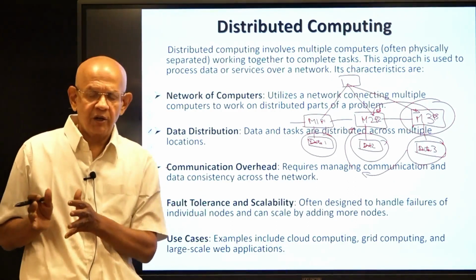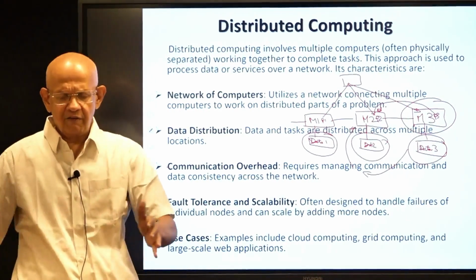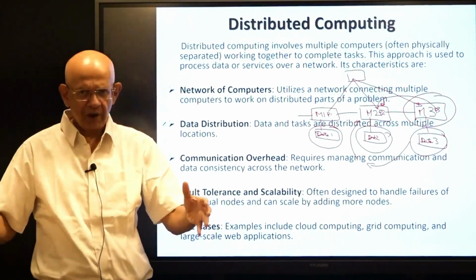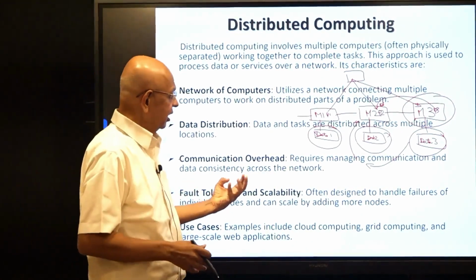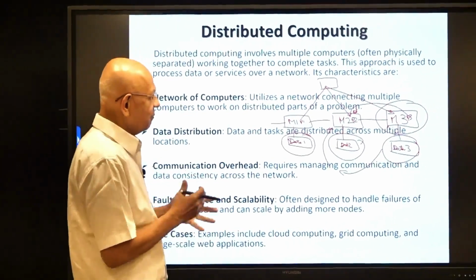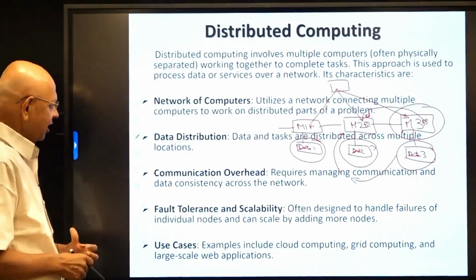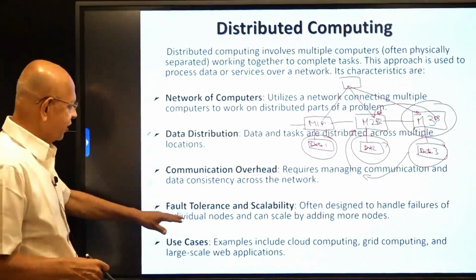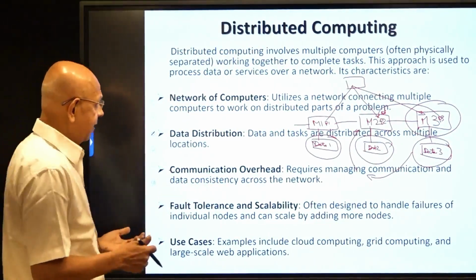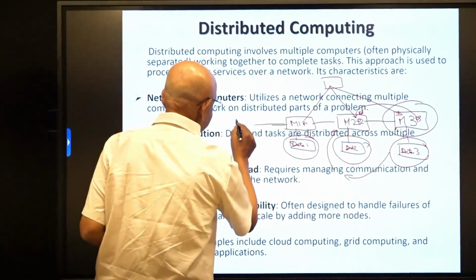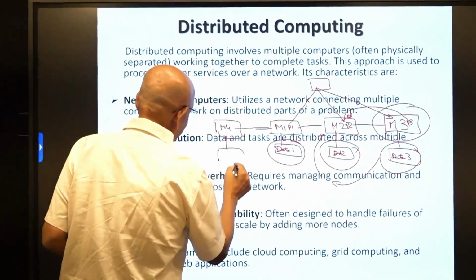But here we have multiple machines. In GPU programming or in parallel computing, it was a single machine, and there were multiple cores which were running the same kind of code. Here you would have multiple machines. So these are more resilient, and examples include cloud, grid and all that. They are often designed to handle failures of individual nodes and scale by adding more nodes. So if the load goes up, you could add more nodes. You could add an M4 and make it work with some more data.